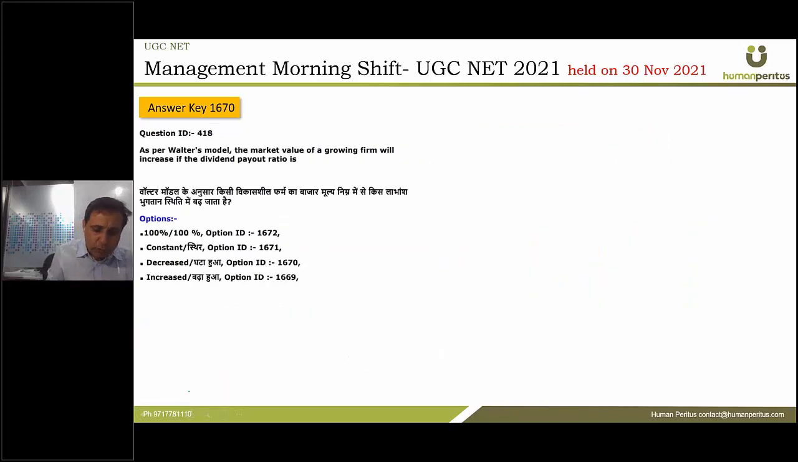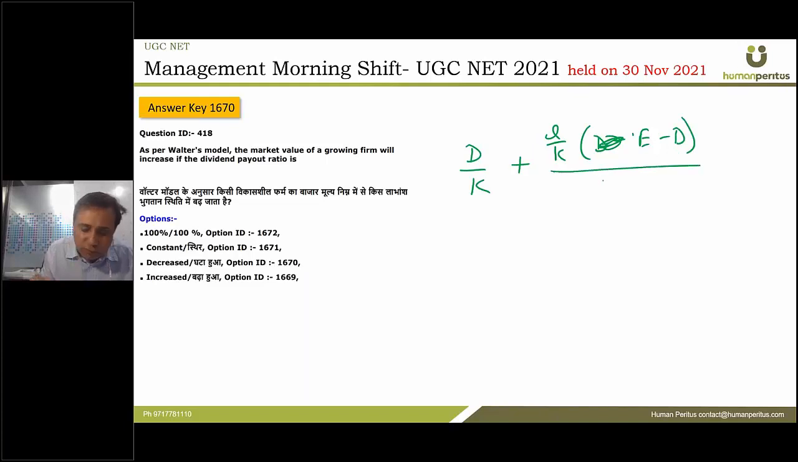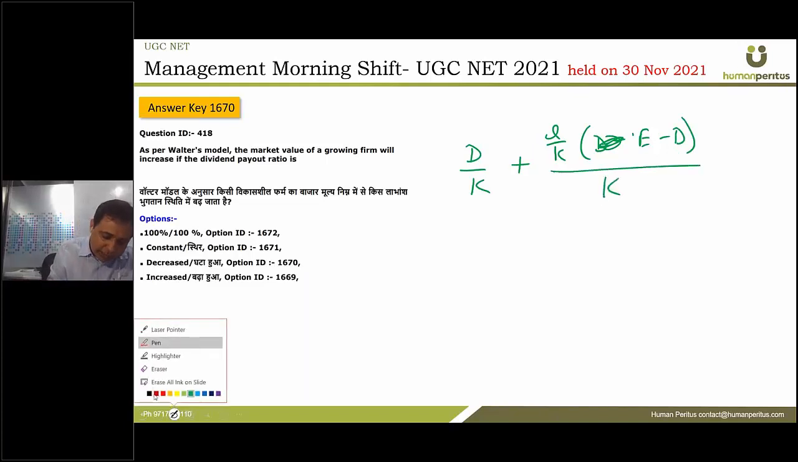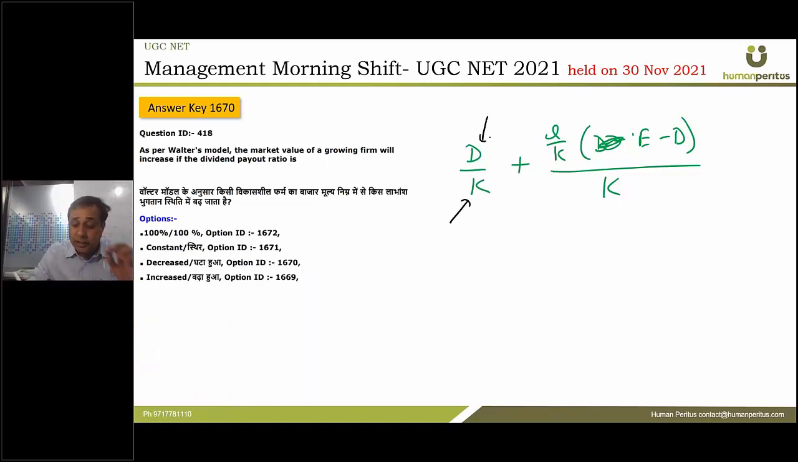Fourth one is on the Walter model for calculating the value of a firm. So guys, what is the formula of the Walter model? D by K plus R by K into E minus D. What is E? E is earning per share. I'll tell you what each of them is. K is cost of capital. D is your dividend per share. R is internal rate of return. E is the earning per share. And now we know everything.